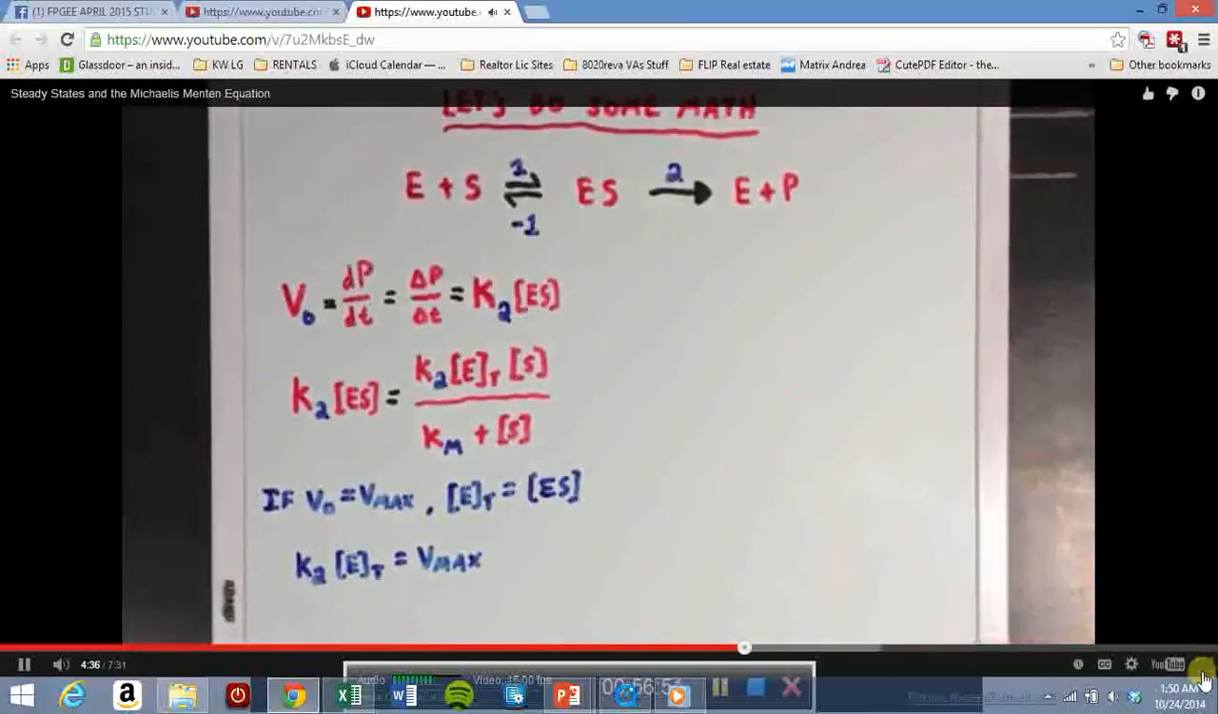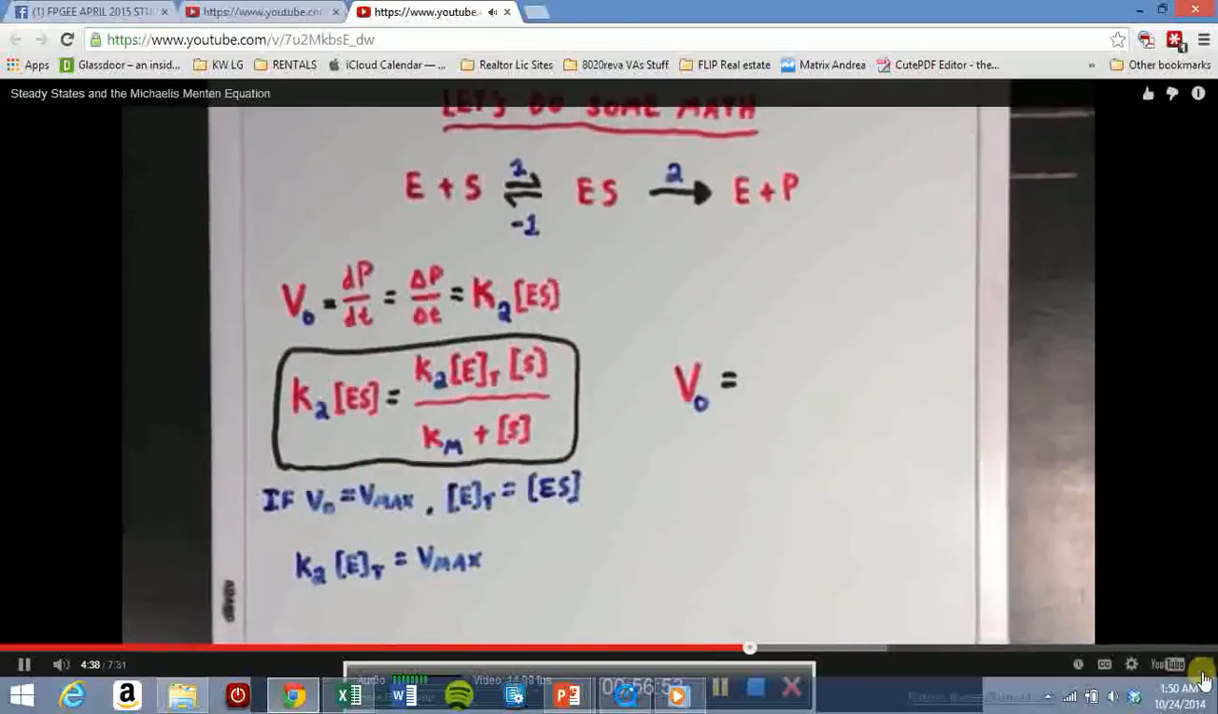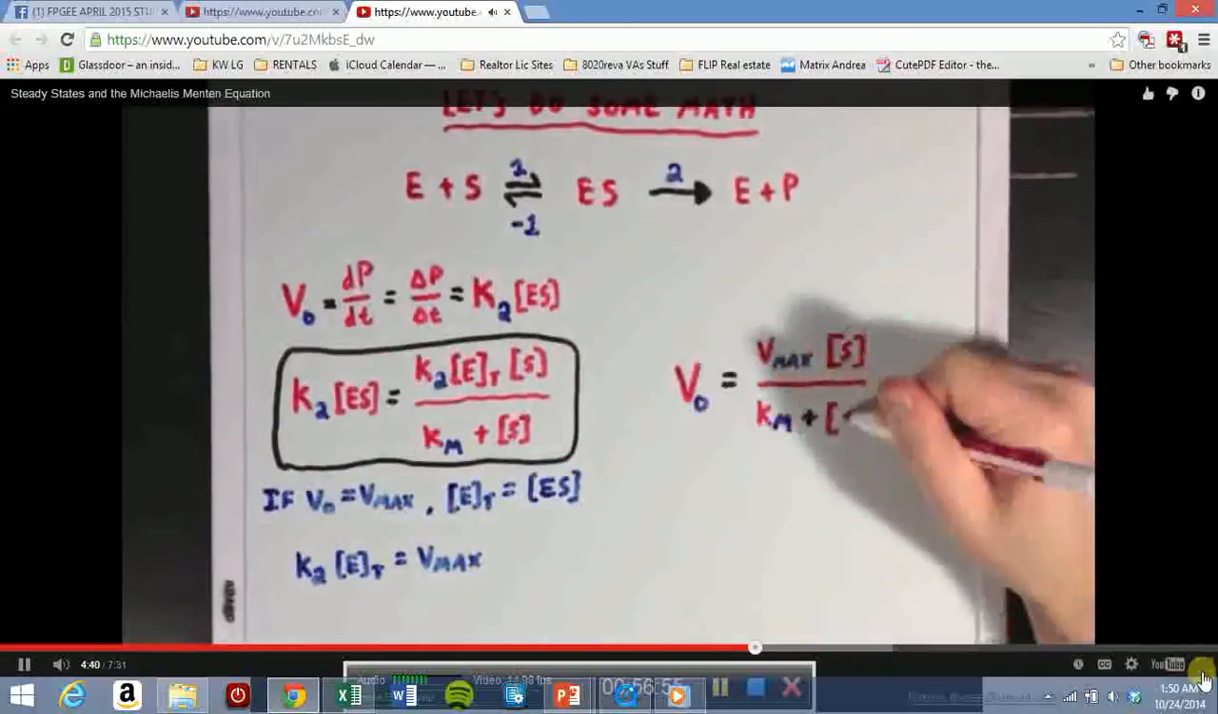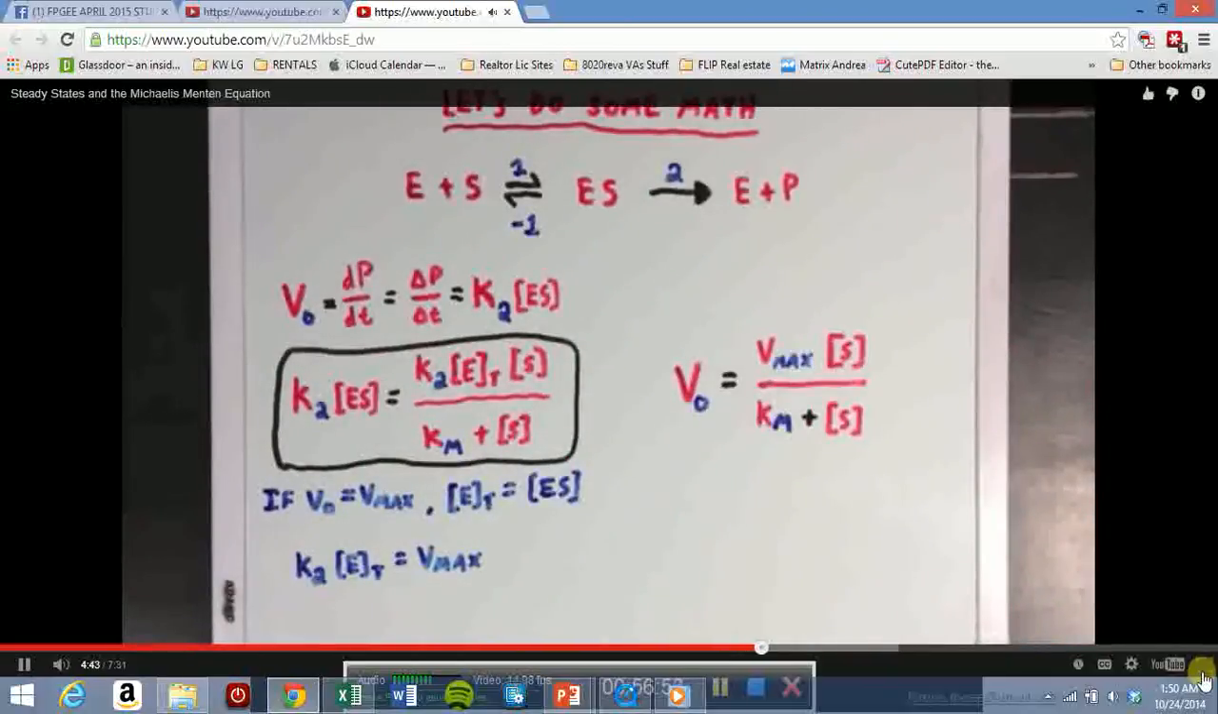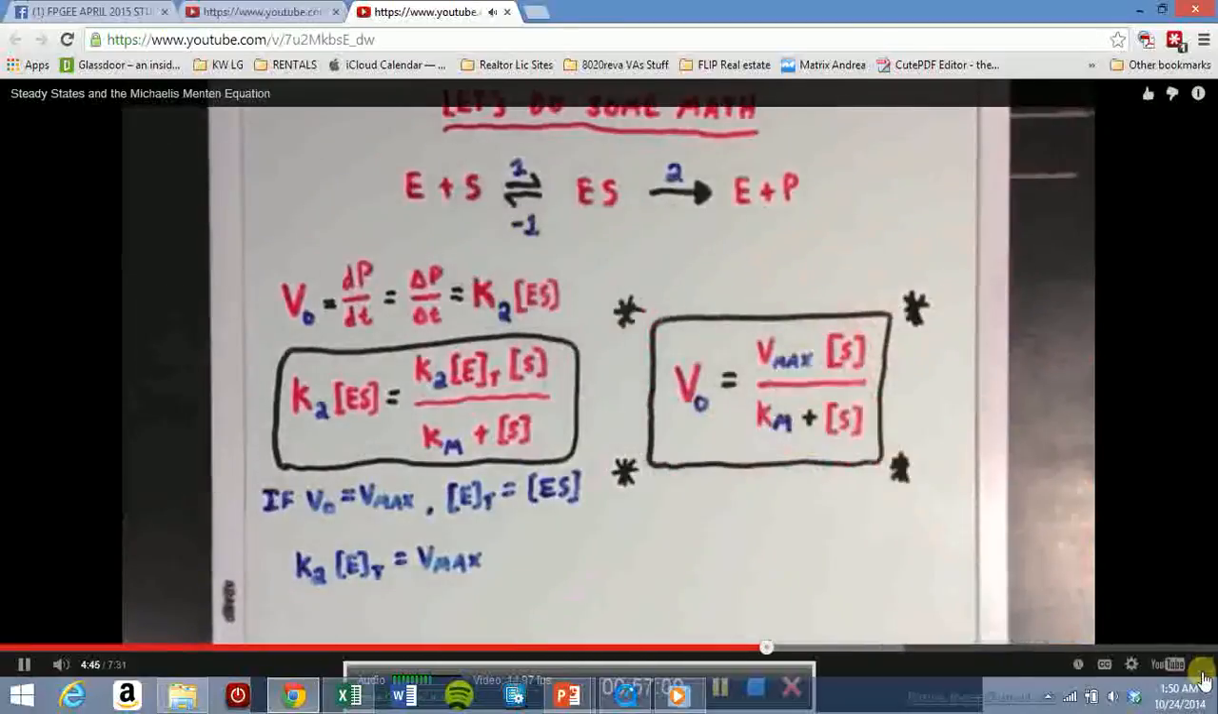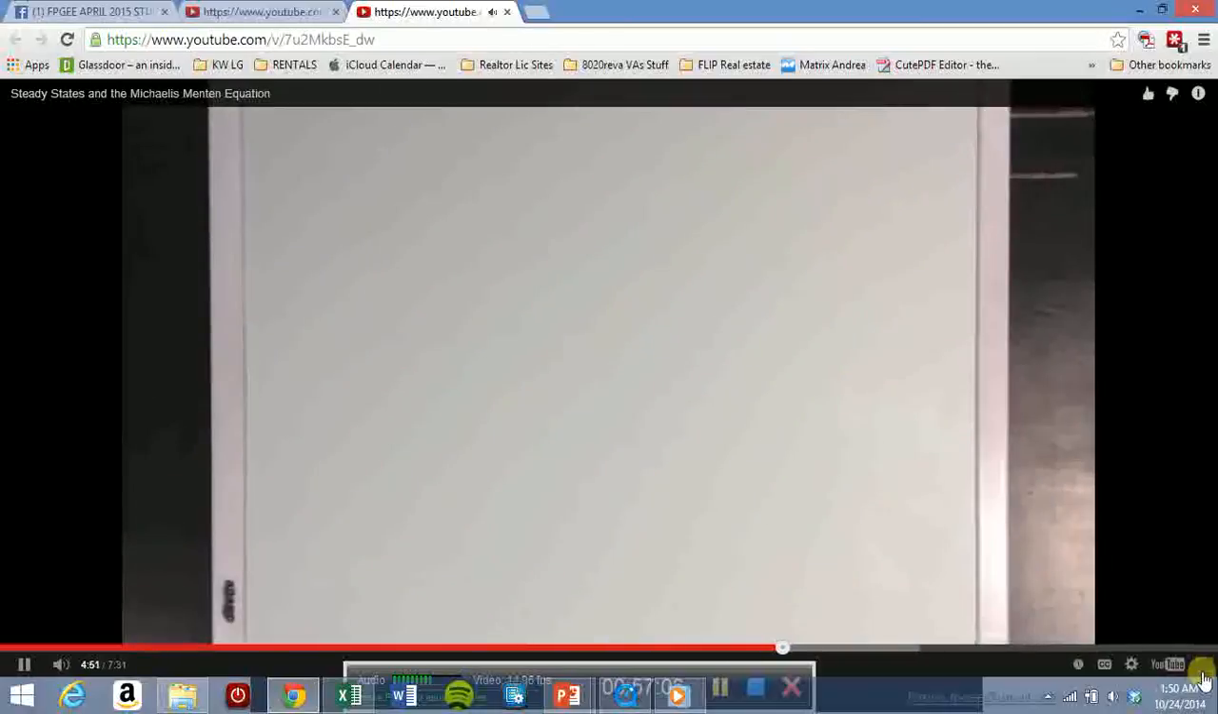So I'll make some room here and then sub in K2 ES for V0 and K2 E total for Vmax, and then we finally get to our end equation, which is called the Michaelis-Menten equation, and is super important when we talk about enzyme kinetics. So let's take a few steps back and talk about the Michaelis constant.